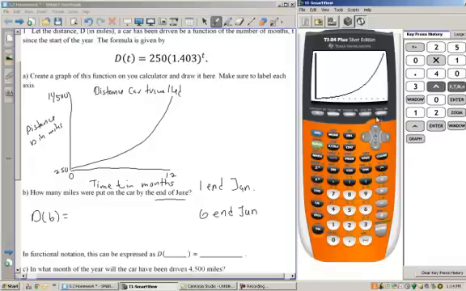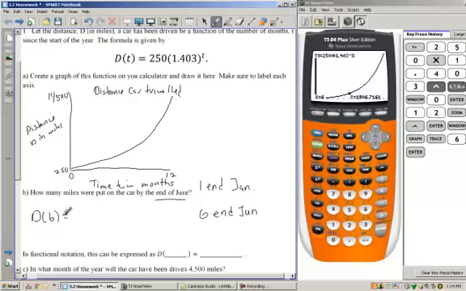So we can use the graph and just hit trace 6 and enter, and out pops our answer. We'll round to the nearest mile. So this is approximately 1,907 miles were put on the car by the end of June. In functional notation, this can be expressed as d of 6 is approximately 1,907.